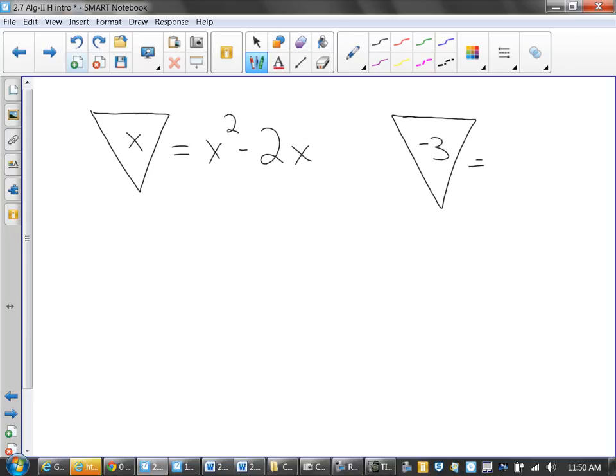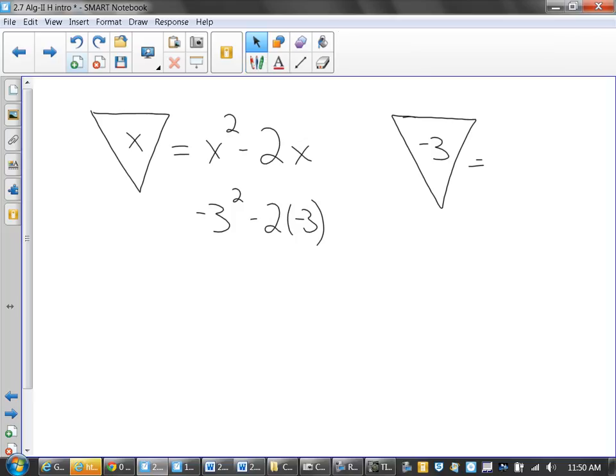Instead of seeing it with the F of X on your ACT, you'll see it written like that. Triangle of X is X squared minus 2. What's triangle of -3? You just substitute back in -3. Someone said -9? It's 12 actually. Pretty sure. Oh wait, no, so then it's 14.